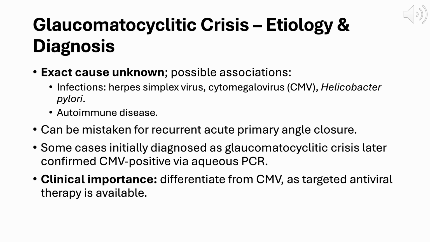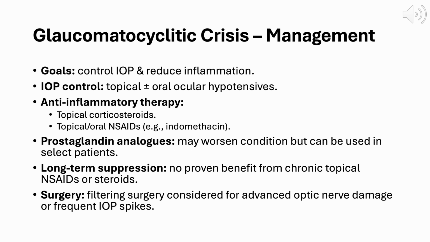Interestingly, some cases that were initially thought to be glaucomatous-cyclitic crisis were later found to be CMV positive through aqueous PCR testing. Clinically, this distinction is important because if CMV is the culprit, targeted antiviral therapy is available. Let's now turn our attention to the management of glaucomatous-cyclitic crisis.